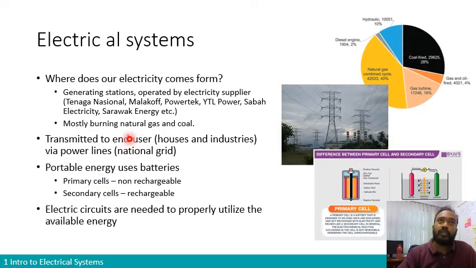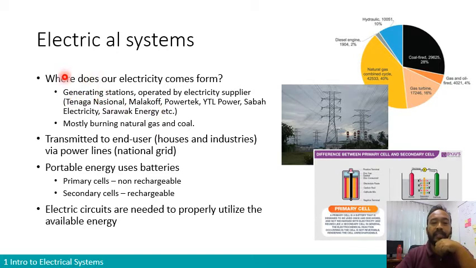Before we go into the details of studying the circuits and the terms related to electricity, you might wonder, where does our electricity come from? The electricity you have when you turn on your laptops, your lights, your fan or your air conditioning system basically comes from what we call a generating station. They are operated by an electricity supplier. In Malaysia, for example, the largest one is Tenaga Nasional.